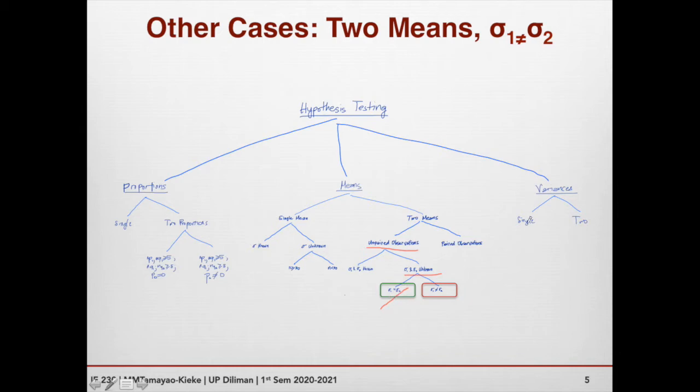Now we're going to explore the other cases, and what we're going to explore next is a case where you still have two means, you're comparing two means, you have unpaired observations, you still don't know your variances, but you cannot assume that sigma 1 and sigma 2 are equal. So you have unequal variances.